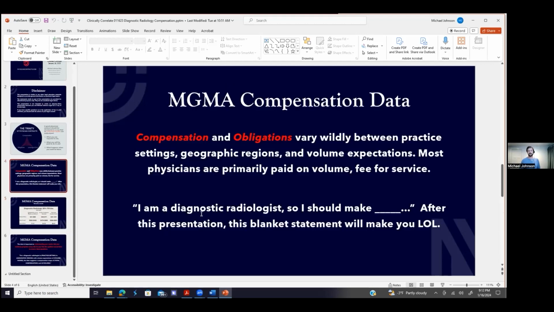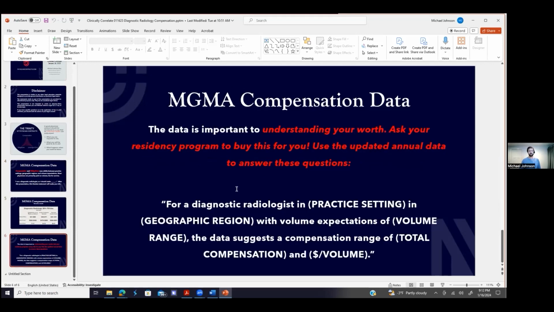So the idea that a diagnostic radiologist should make X doesn't really make any sense. What you should ask is, for a diagnostic radiologist in this specific practice setting, whether it's hospital-based employment, physician-owned private practice, or an academic setting, and in the geographic region that you want to go to, and with volume expectations of X, whatever that is, the data suggests a compensation range of whatever it shows. Your compensation within your specialty is going to be driven by your practice setting, geographic region, and volume expectations. And those can vary wildly within the same specialty.